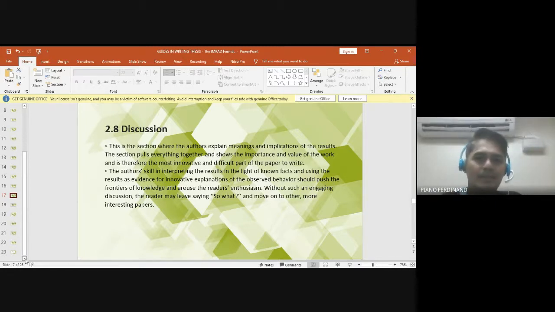The author's skills in interpreting the results in the light of known facts and using the results as evidence for innovative explanations of the observed behavior should push the front line of the frontiers of knowledge and arouse the reader's enthusiasm. Without such an engaging discussion, the reader may leave saying, "So what? Move on to other more interesting papers."